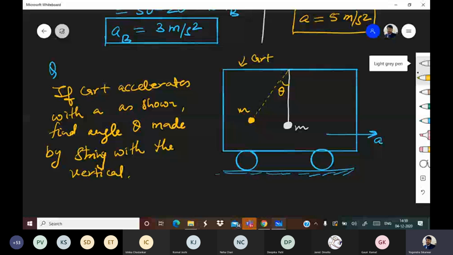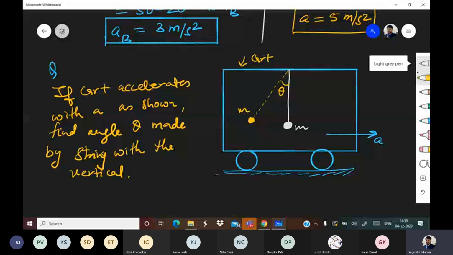In this question, mg will be acting downward, and tension will be acting like this. Now, there are two options basically. You can observe this motion from ground, or you can observe this motion from inside the cart. If you are observing the motion from inside the cart, you are in an accelerating frame.